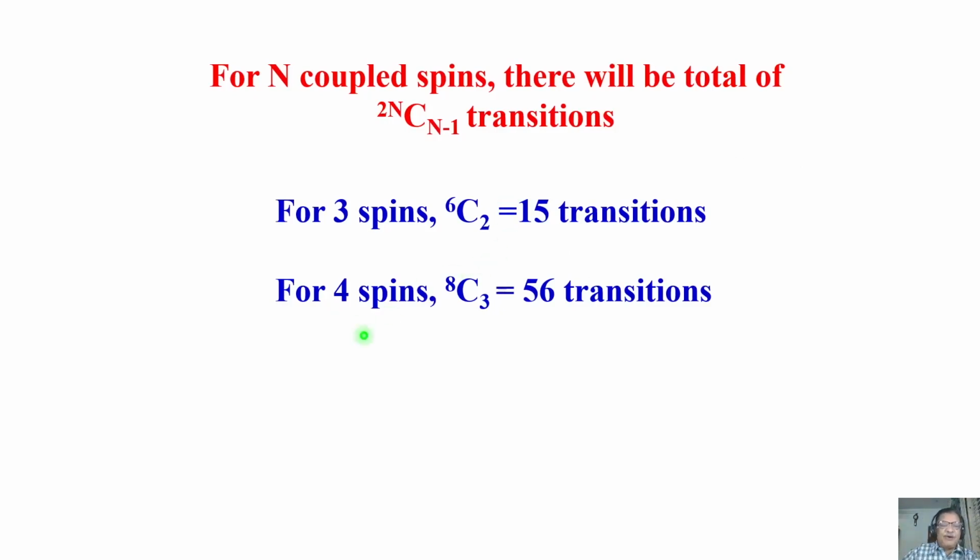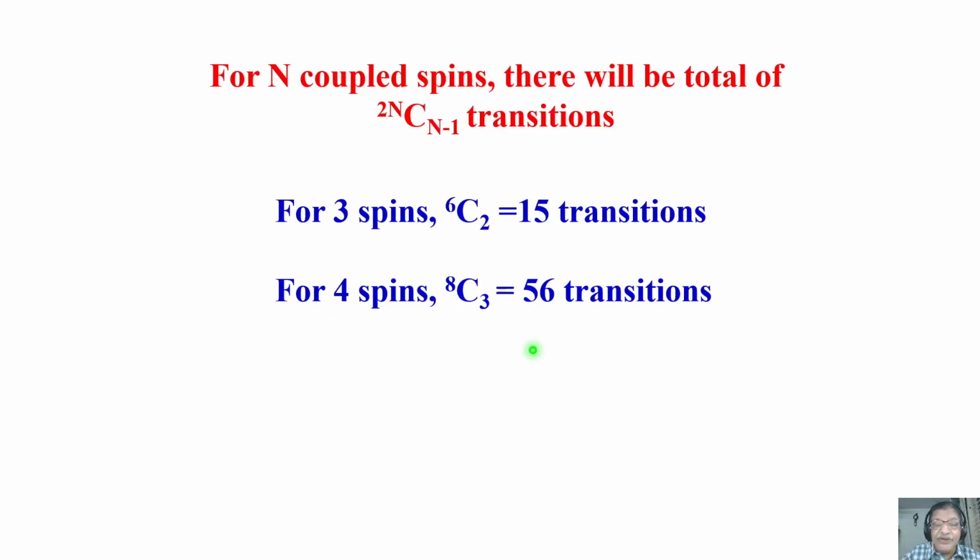That's okay. Now, let us go to the complicated spin system. If there are 4 spins coupled, let us say 4 protons are coupled, how many peaks must I get? Remember, it is the same 2n C n minus 1 formula. You plug it in, n is 4 here, 2 into 4 it is 8, n minus 1 it is 4 minus 1, 3, 8C3. It is 8 factorial over 3 factorial into 5 factorial. So 8 into 7 into 6 divided by 6. So 8 into 7, it is 56. So 4 coupled spins will give you 56 transitions.